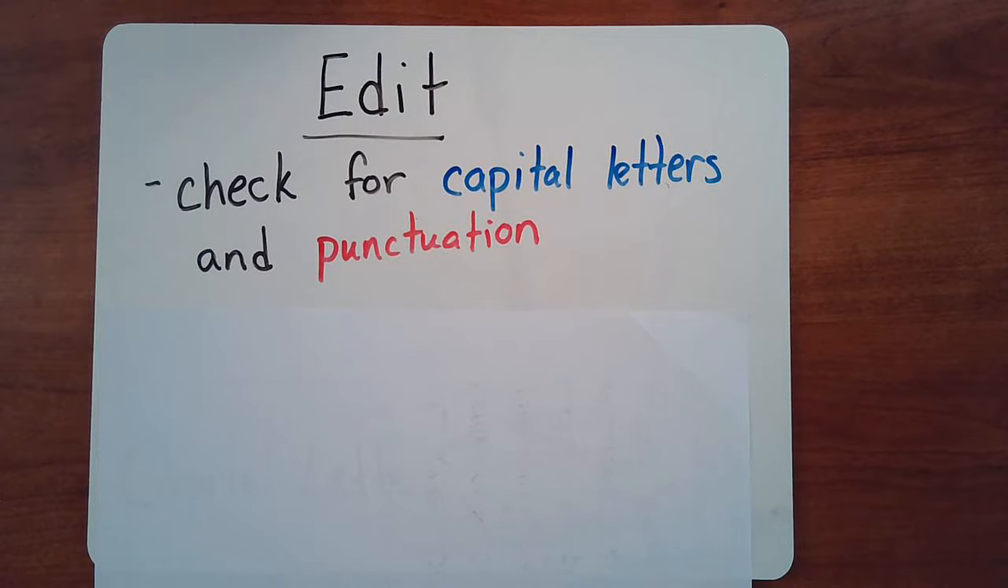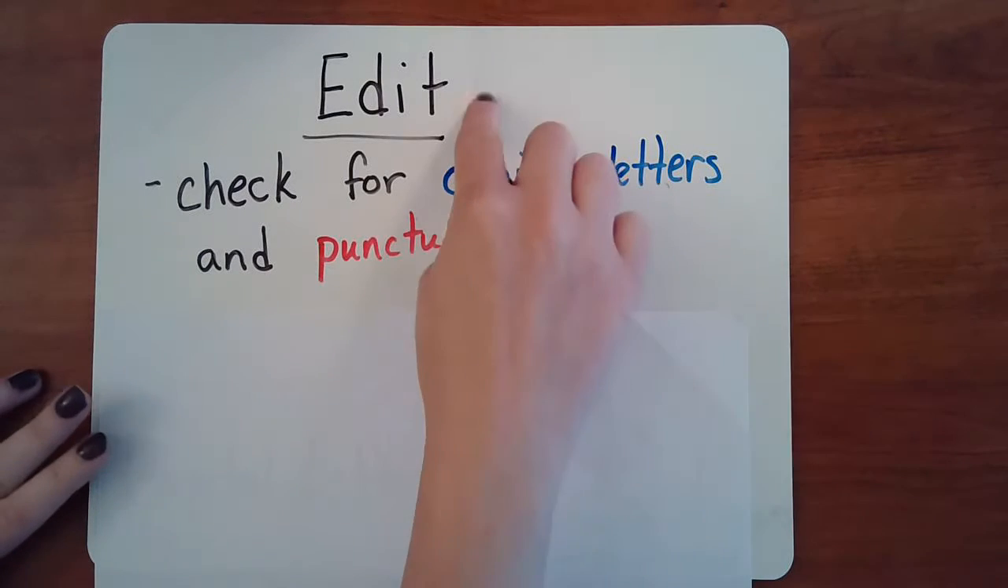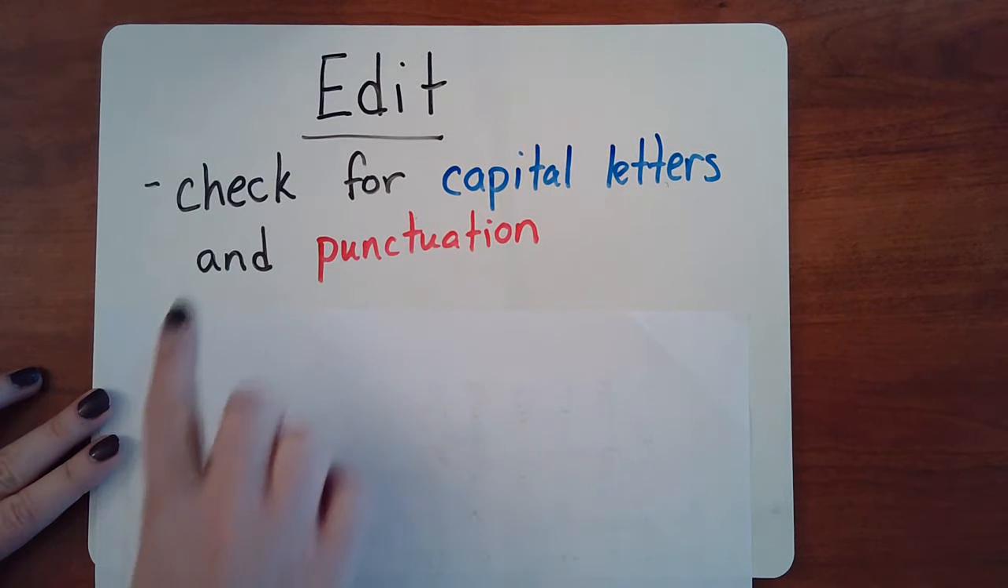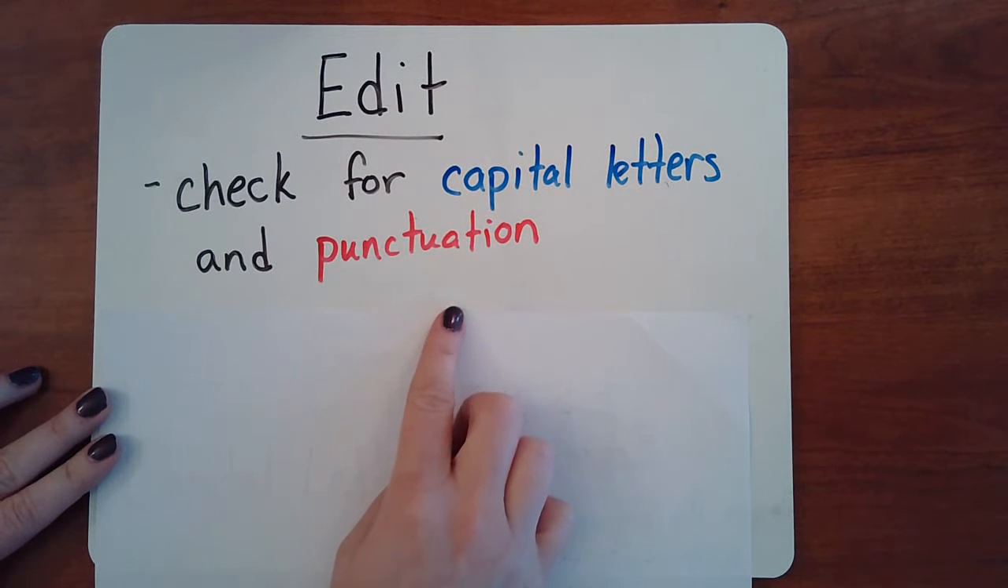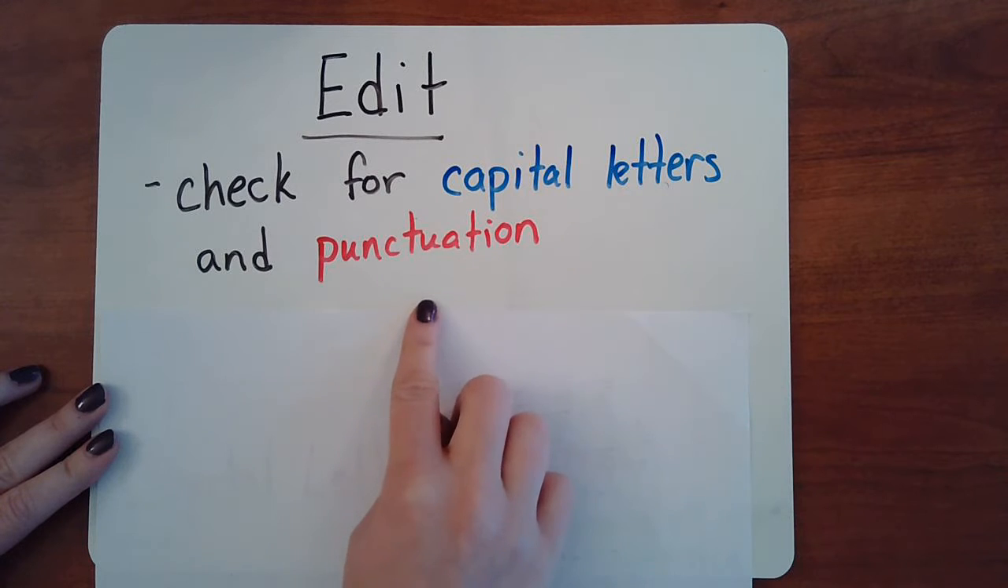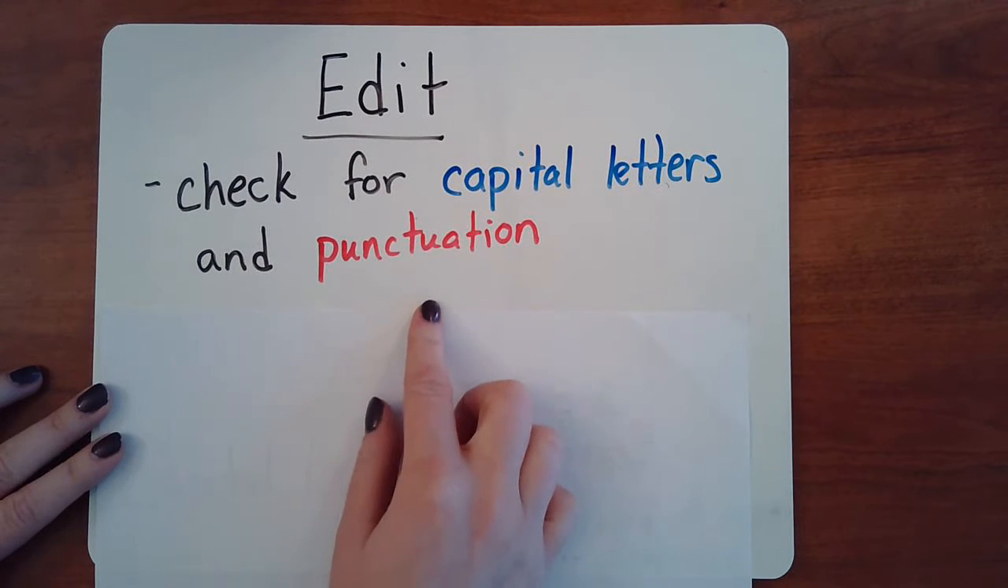Today, what we're going to do with our work is we are going to edit. And the word edit means to check for capital letters and punctuation. Editing also usually requires you to check spelling, but this time we're only going to focus on capital letters and punctuation. Now I want you to think for a minute. Do you know when you need to add capital letters? Do you know? Think about it.